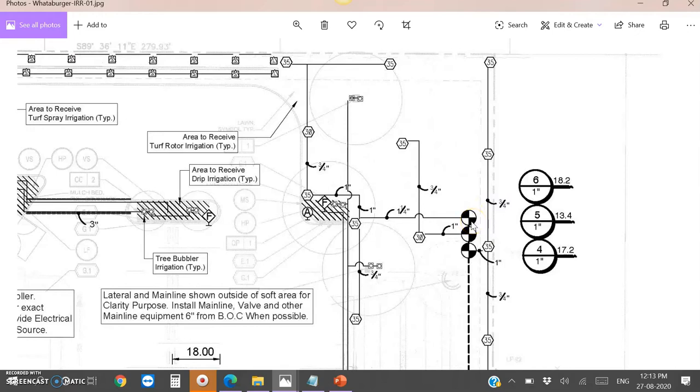So first we just connect a valve to a particular zone. One, two, three, four, five, six, because we have connected only rotors in this zone. As I have discussed earlier, we can only connect rotors or rotary heads in a single zone. We cannot connect sprays along with these rotors.